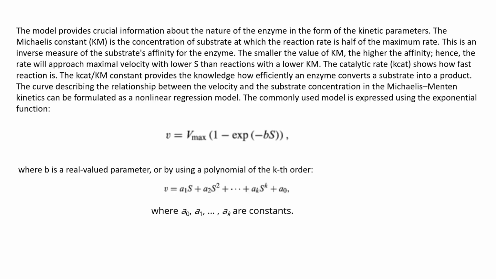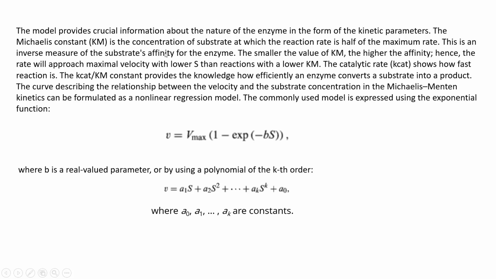Okay. Now, this model provides crucial information about the nature of the enzyme in the form of the kinetic parameters. The Michaelis constant, which is the Km, is the concentration of the substrate at which the reaction rate is half the maximum rate. I think you all know this. This is a very simple thing, and all of us have studied that the Vmax is the saturating point, and half of the Vmax gives the Km.